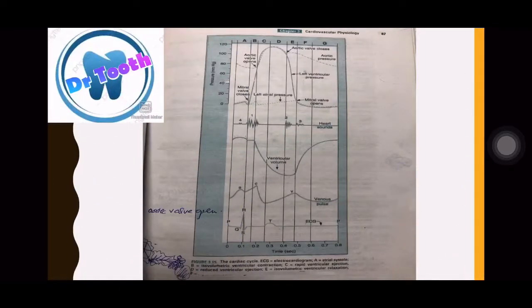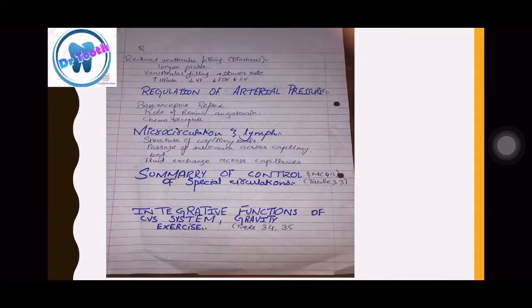This is the most important diagram that you need to know from BRS physiology that explains all the events of the cardiac cycle. So reduced ventricular filling, diastasis, is the longest phase, as I have told you guys. Ventricular filling continues but at a slower rate. The time required for diastasis in ventricular filling depends on heart rate. For example, increased heart rate causes decreased time available for ventricular filling and vice versa.